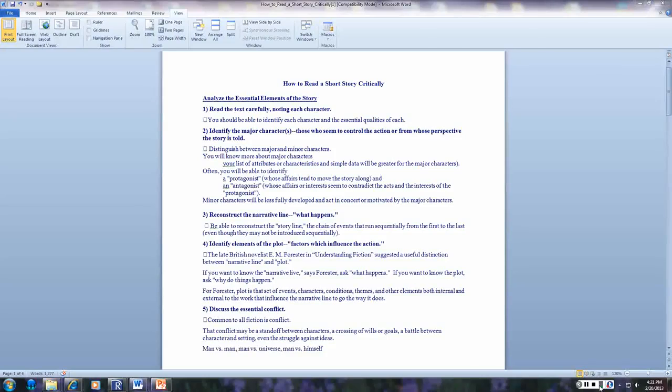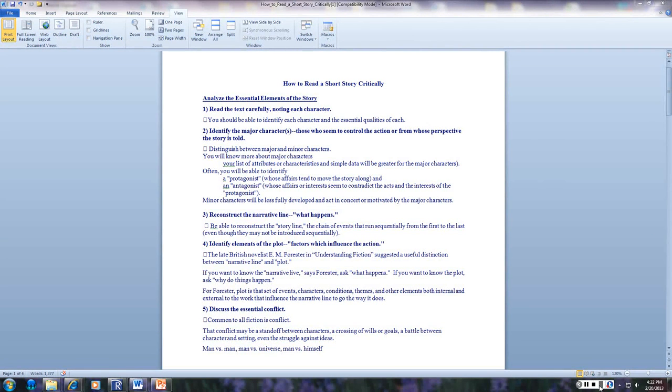When we read a story critically, there are a number of things that we need to do. We are analyzing the essential elements. First of all, we have to look at character. We have to determine who participates in the story. Are they major or minor?